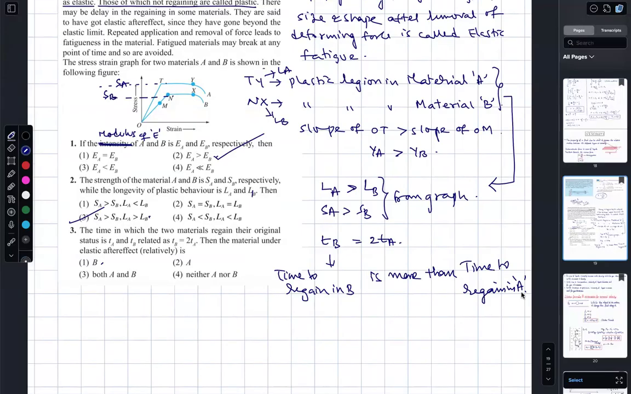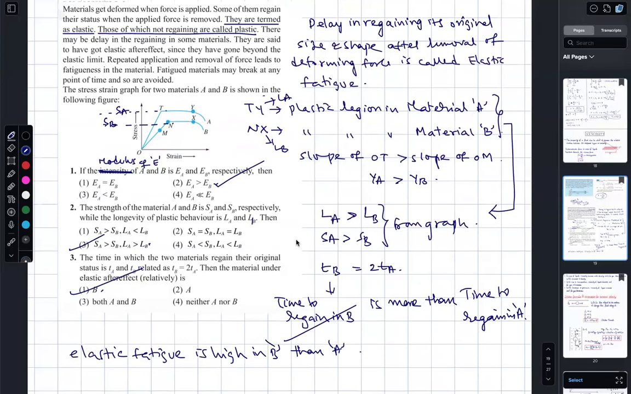So elastic fatigue, who has more? B has more. So B. Elastic fatigue is high in B than A. They have given the answer in the question itself.